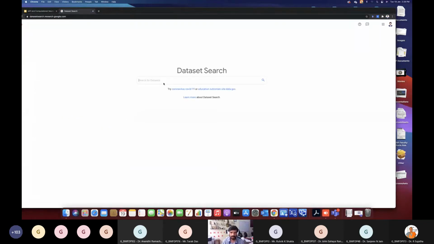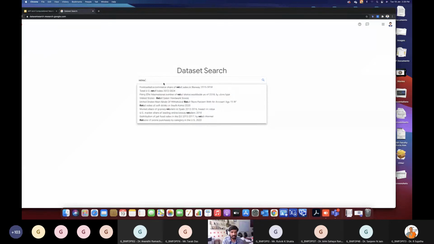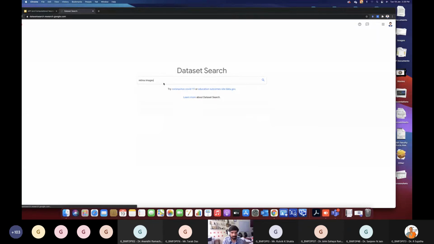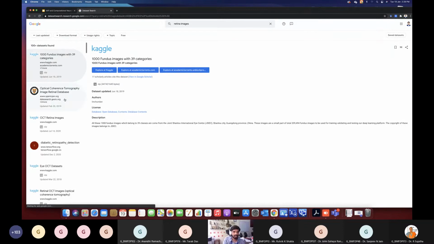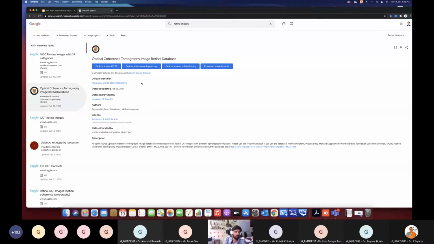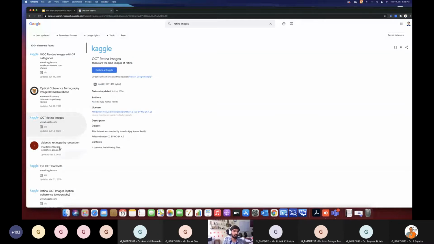I hope you are able to see my screen. Like how you search in Google for something, for data you can also search, for example, some retina images. If I put that, I'll get the list of data sets. This is a really amazing tool which Google has come up with. Previously we used to search somewhere, but now you want OCT, you get it here. For many of them, you just have to fill a form and say that I want to use this.